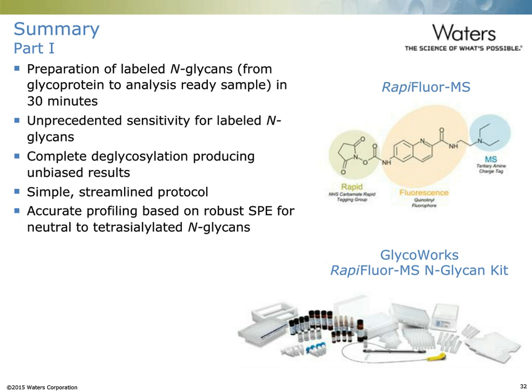In a final step requiring no more than 15 minutes, the resulting rapifluoramus labeled glycans are extracted from reaction byproducts. This is done by microelution SPE that has been rigorously developed to provide quantitative recovery of glycans and to facilitate immediate analysis of samples. Accordingly, an analyst can now complete an N-glycan sample preparation from glycoprotein to ready-to-analyze sample in just 30 minutes while also using the sensitivity-enhancing rapifluoramus labeling reagent.